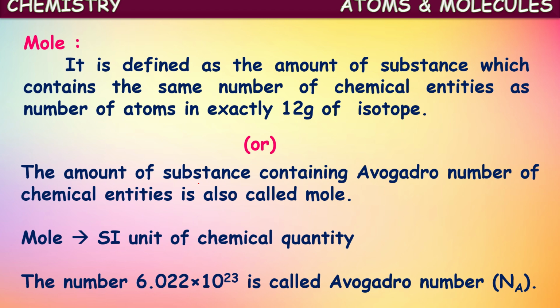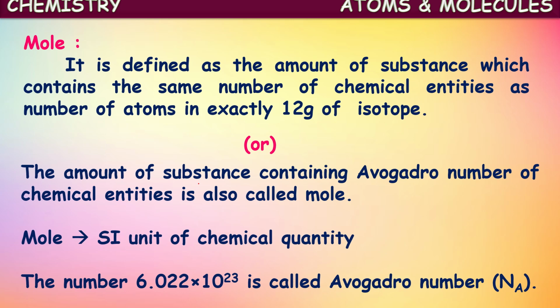So what does mole mean? Mole is defined as the amount of substance which contains the same number of chemical entities as the number of atoms in exactly 12 grams of the C12 isotope. The number of chemical entities present in 12 grams of C12 isotope is equal to 1 mole. The amount of substance containing Avogadro number of chemical entities is also called 1 mole.